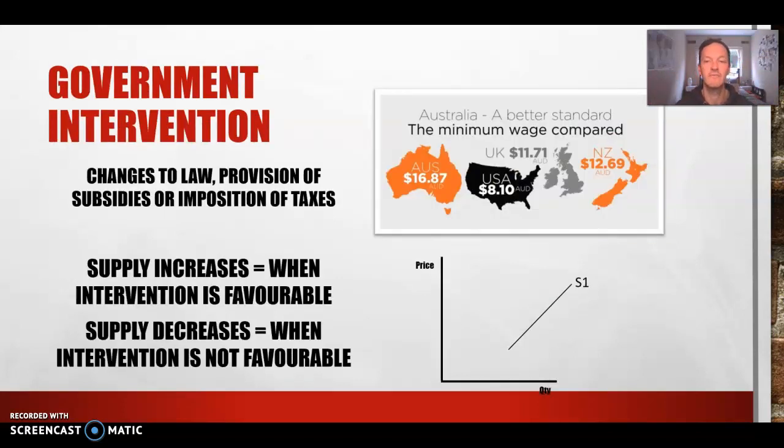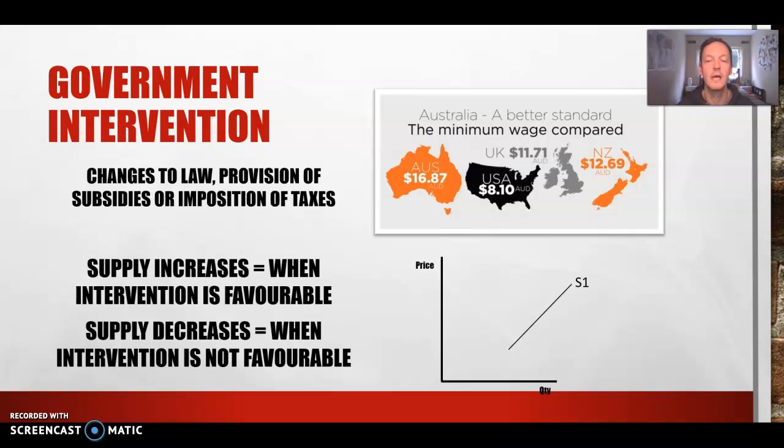And then finally, we have government intervention. Okay, so this is the changes to law or provision of subsidies or imposition of taxes. Imposition just means a word put on. As I was saying earlier, government intervention on its own doesn't change supply, but this is something that will link through to one of the other 4 things that shift the supply curve. Okay, so supply will increase when the intervention is favourable for businesses, and it will decrease when it's unfavourable.